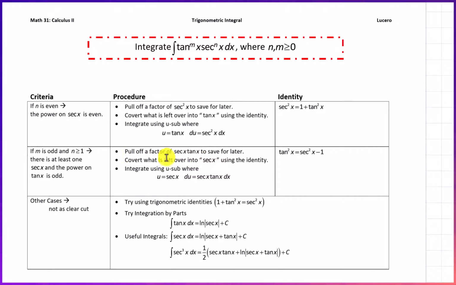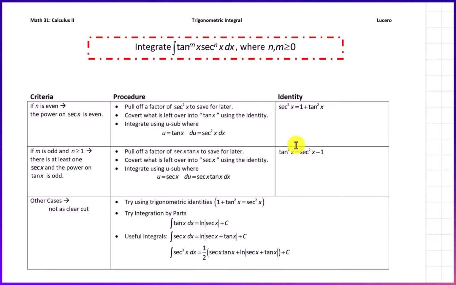We're going to convert whatever's left over of the tangent into secant using the identity. So we take the identity tangent squared of x equals secant squared minus 1, and we make a little conversion from our tangents into all secants, and then we use a u sub where we let u be equal to that secant, and we've pulled that du off to the side, so we'll be able to make that substitution.